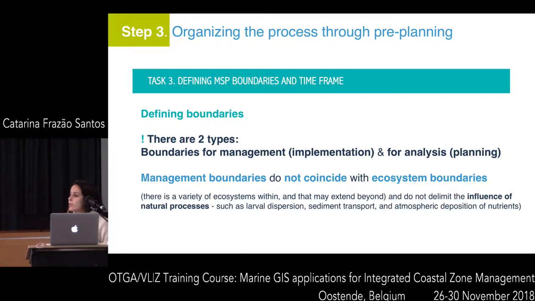And another important thing is that usually management boundaries do not coincide with ecosystem boundaries. And this is very clear in the ocean because, while it is also clear in terrestrial ecosystems, in the ocean everything is very dynamic and fluid and you have almost no physical boundaries. And so this difference between management and ecosystems is very evident. What happens is that there ends up being a variety of ecosystems within that management area, and they change, and they are influenced by external and internal processes. So all of this has to be considered when defining the boundaries.